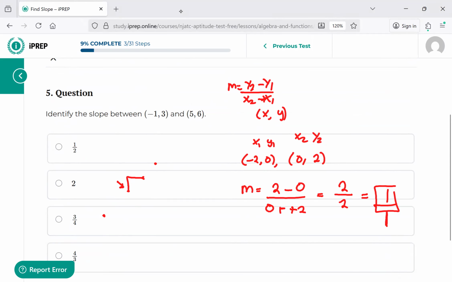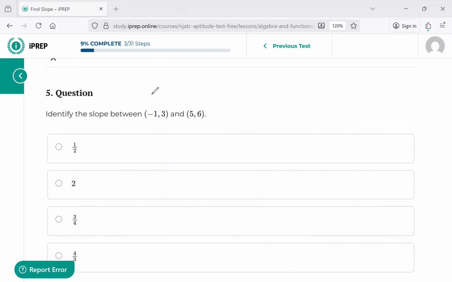Okay, so this time they don't give us a graph, they give us coordinates. That's okay. When you have two coordinates, label them. This is x1, this is y1, this is x2, this is y2. So slope is y2 minus y1 over x2 minus x1. My y2 is 6 minus my y1 is 3. My x2 is 5 minus my x1 is negative 1. So minus a negative 1.